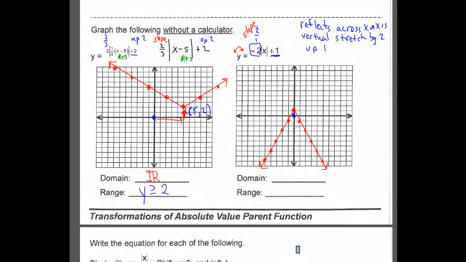The domain of this function will have the same characteristics as the original, and the domain of the original parent function was all real numbers. We look at the new starting point for the range. This is a graph that's going down. So the range will be less than or equal to the y value at this point, which is 1. And this is how we graph absolute value without a calculator.